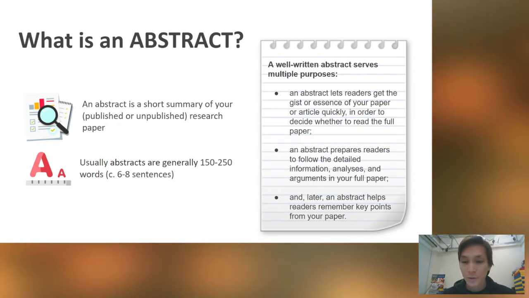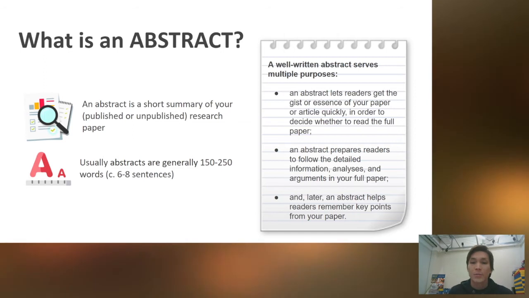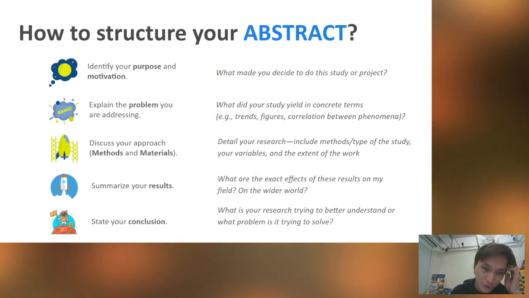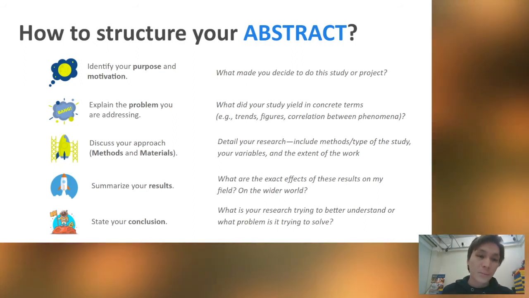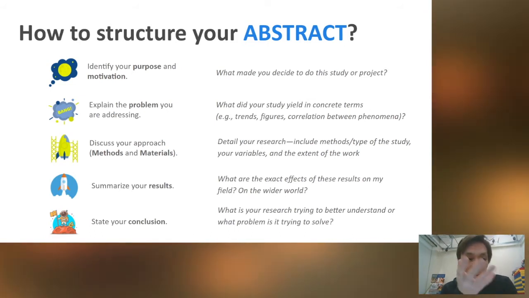The abstract consequently reports the aims and outcomes of your research so that readers know exactly what the paper is about. So, how to structure your abstract? We have five general parts. First, identify purpose and motivations. Next, explain the problem you're addressing. Next are methods and materials, results, and conclusion.